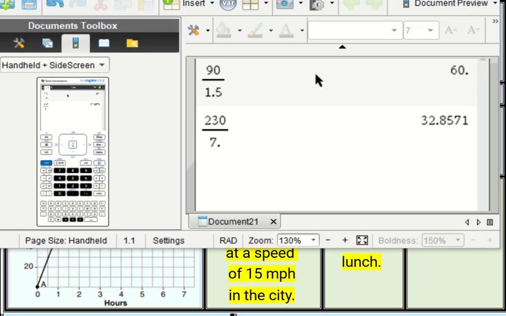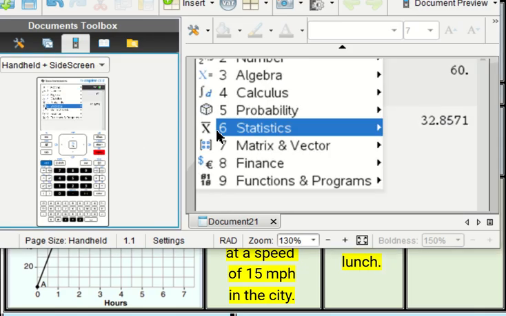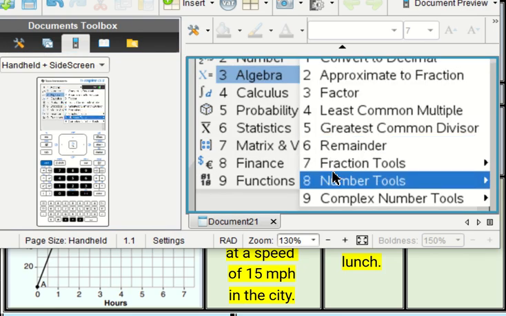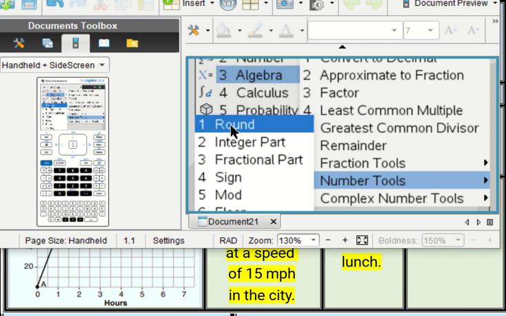The one thing that makes me absolutely insane when we grade Regents exams is rounding. Students seem to struggle with rounding. They're really good at it in middle school, but then somehow when they get to high school, they forget. So let me show you a trick for rounding. Menu, we're talking about a number, so choice 2. We're talking about number tools, and choice 1 is round.